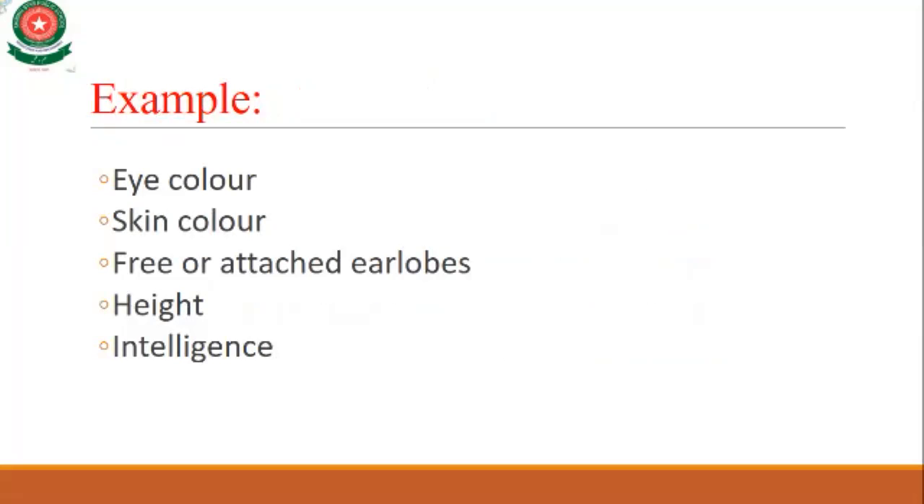Let's pause. Inheritable characteristics that are transferred. Let's suppose eye color. Eye color is transferred from the parents to the offspring. Similarly, skin color is also transferred. Similarly, free or attached earlobe. If parents' earlobes are free, then offspring earlobes may also be free. Similarly, if they are attached, then offspring earlobes are also attached. Height is one of the most important factors which is also transferred from parents to the offspring. Similarly, intelligence is also transferred. These are inheritable characteristics that are transferred from one generation to another. Is it clear?